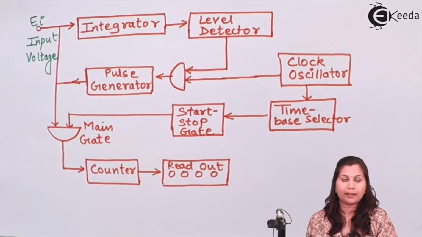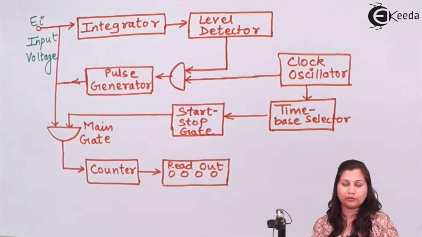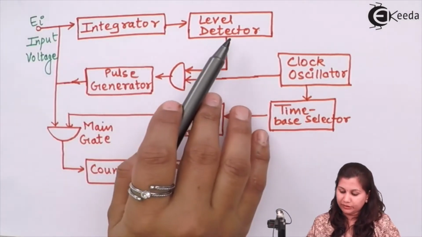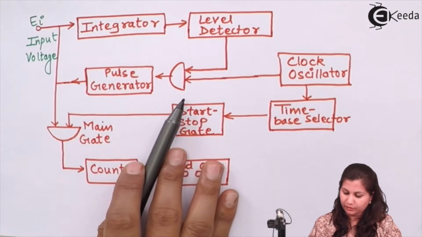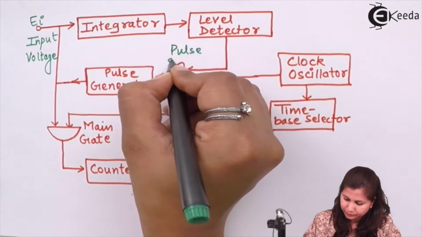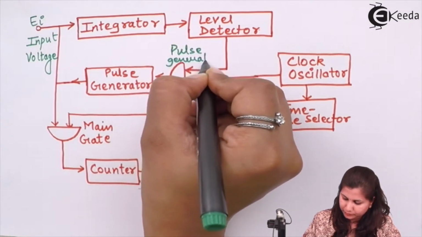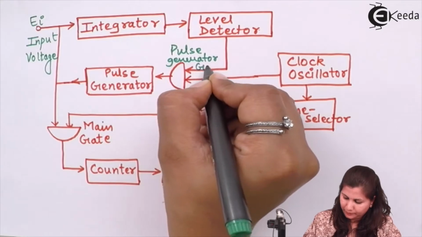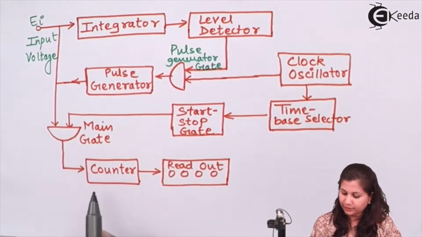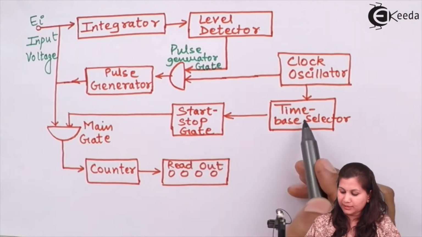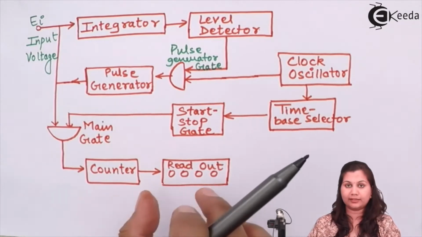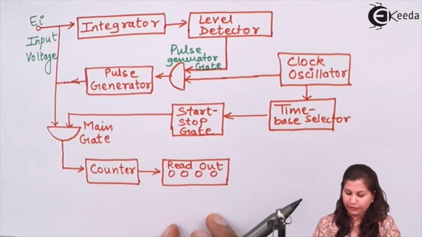So this is the block diagram of the integrating type of digital voltmeter. You can see here the different components: an integrator, level detector, pulse generator gate, then a pulse generator, main gate, counter, start stop gate, time base selector, clock oscillator, and the readout where we are getting the display of the input voltage.